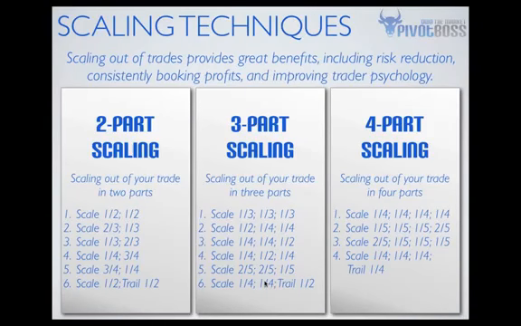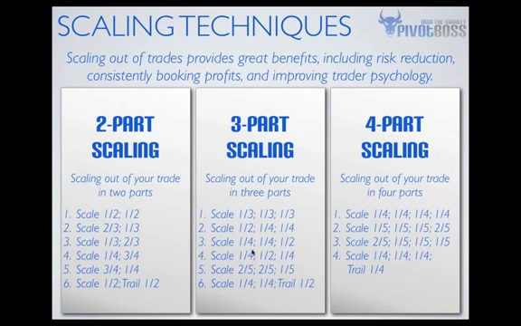Again, I like to scale in a way where I am scaling out of the bulk of my position earlier than later. So one of the ways that I scale, if I use a 3-part scaling approach, is I will lighten the load with a quarter at an early target. Then I'll sell the bulk of the position, half of it, at the highest probability target, and then I'll let the quarter ride to a secondary or tertiary target.